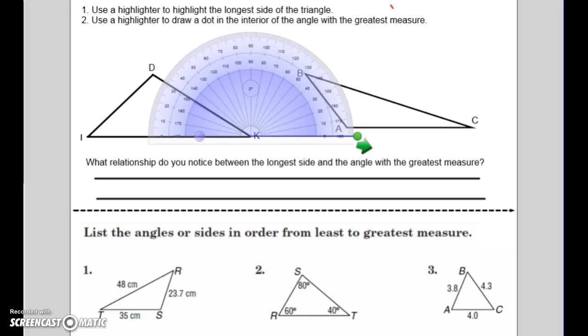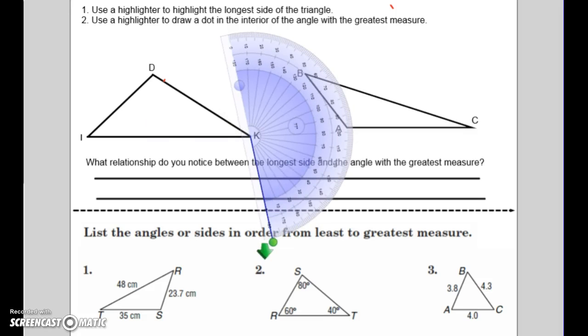Then you're going to figure out, do I usually start counting at 0 or 180? 0. So I'm going to come from the center out to 0. That means I'm going to use these numbers. I'm going to follow up until I get to that angle measure right here. Well, that's at what? 10, 20, 30, maybe 31, 32? Okay, so that means that this angle K is 32 degrees.